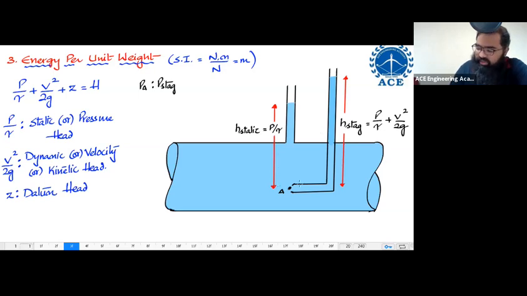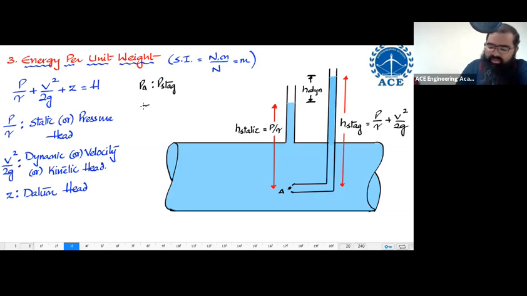So if this is H static, if this is H stagnation, then what happens? The difference over here is supposed to be equal to how much? This difference over here is supposed to be equal to H dynamic. So basically, when I use a pitot tube, this is a pitot tube, and this over here is a piezometer, the difference in the reading is going to be equal to H dynamic.